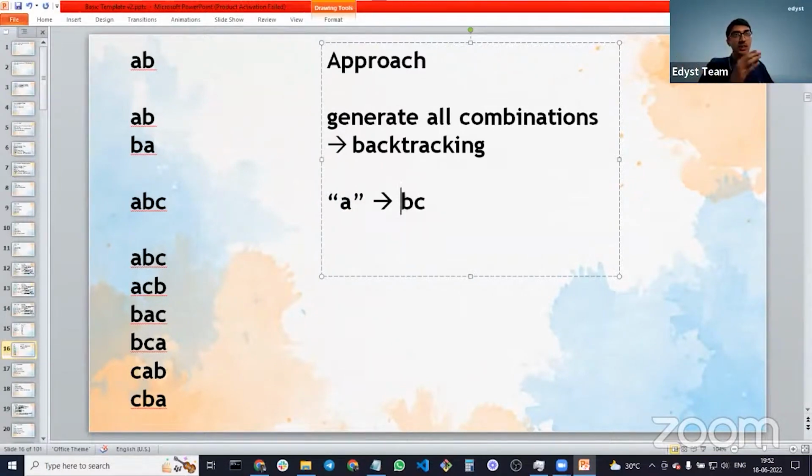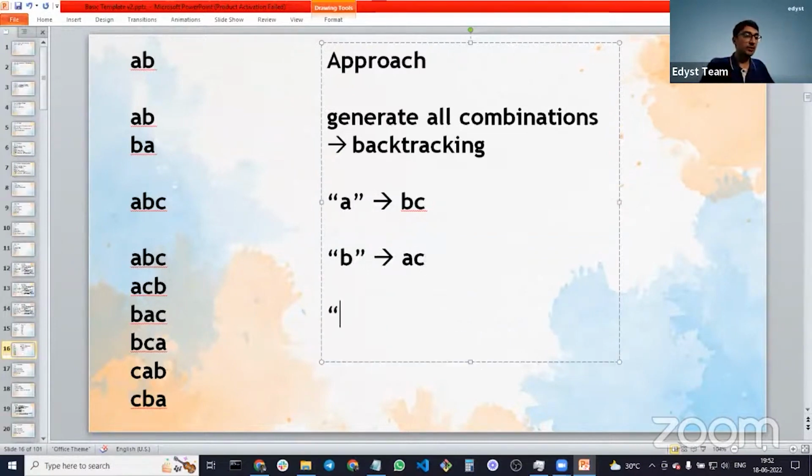Okay, with B and C, generate all the combinations. Then you hold B, and with AC you generate all the combinations. And finally you hold C, and with AB you generate all the combinations. So I am taking turns in holding the first element, right? Which element will come first? I'm taking turns in holding that.